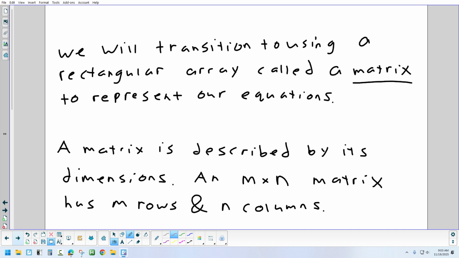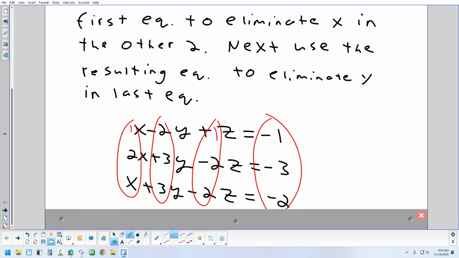Yep? What happens if one of the letters is squared? No, you won't have anything squared. You're only going to have all to the first power. The letters will always be to the first power.